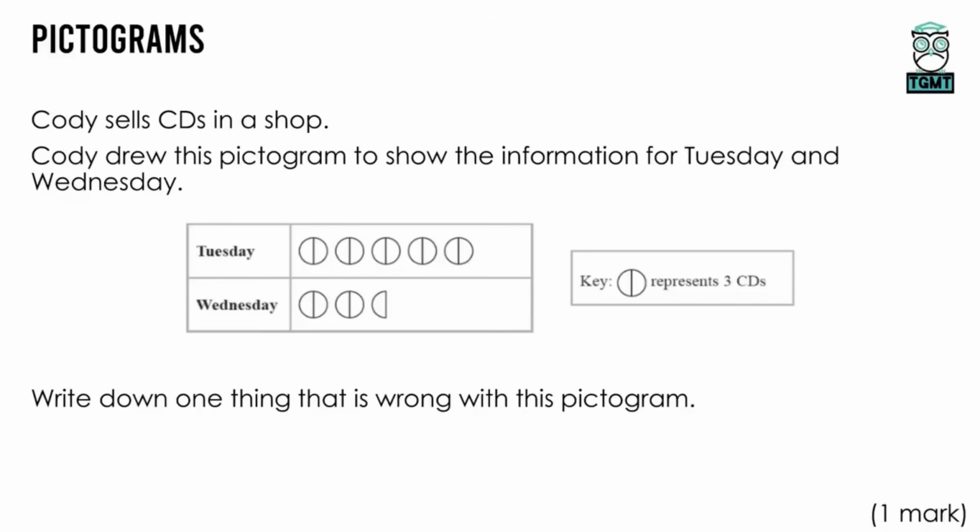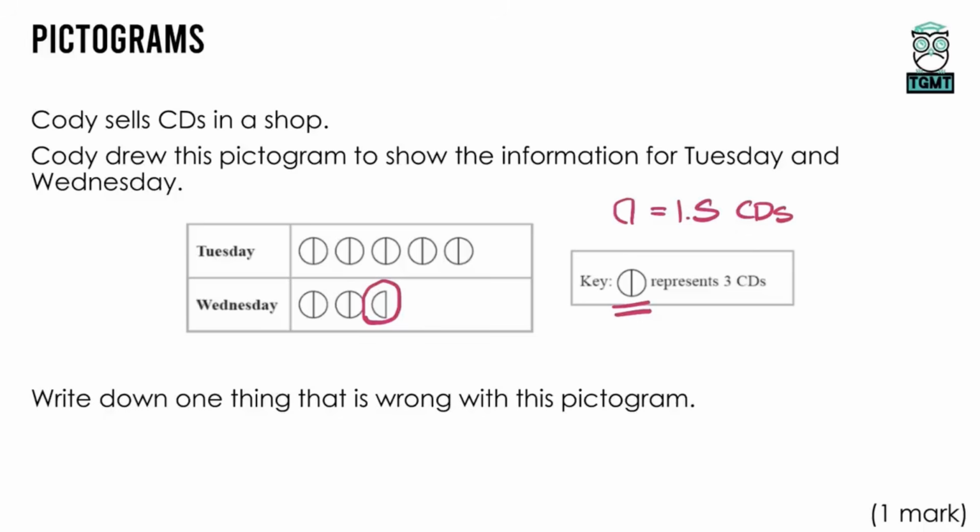Now over here we are allowed to use half of a circle. So what does that mean in terms of our key? Well, our key here says a full circle represents 3 CDs. Well, that would mean that half of a circle was equal to 1.5 CDs. Now that's impossible. You can't have 1.5 CDs unless of course you snapped one in half. But as this is about CDs being sold in a shop, of course we're not going to have 1.5 CDs.